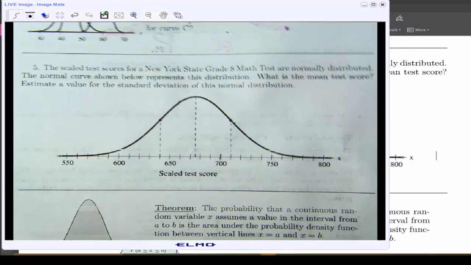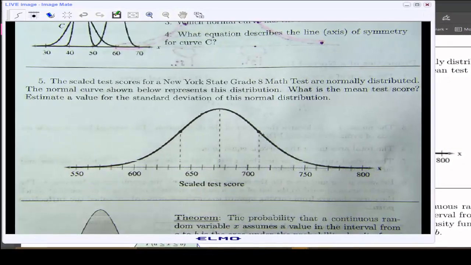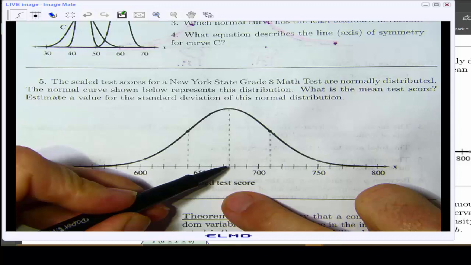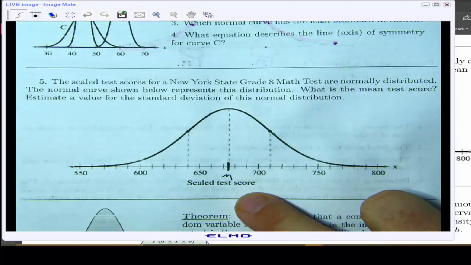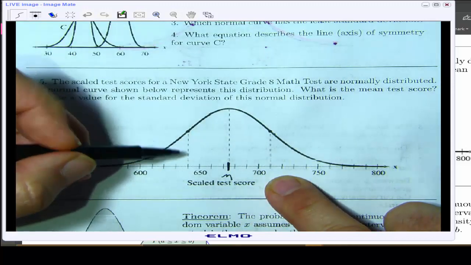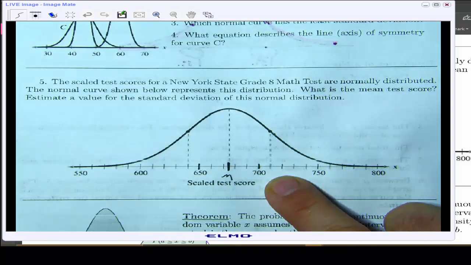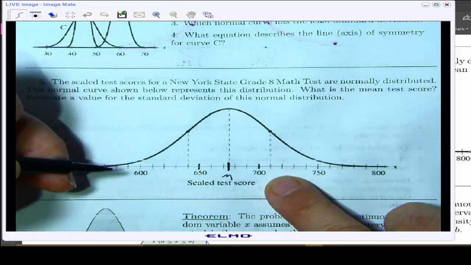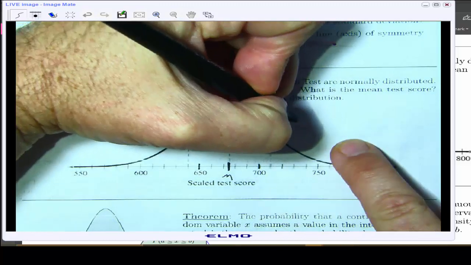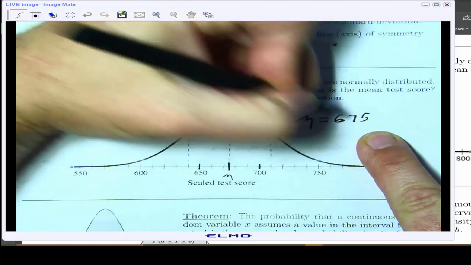If you take a look at the question, it asks us to find the mean. And of course, the mean locates the center of the normal curve. So the mean is going to be right here, and it looks like the mean is right directly in the center between 650 and 700 along the x-axis. The halfway point between 650 and 700 is 675. So that establishes that mu, the average here, is 675. So the average test score is 675.